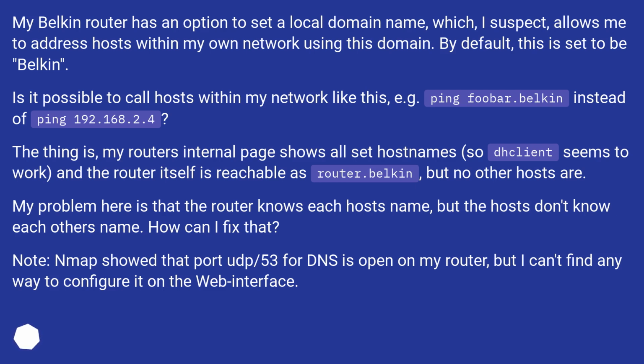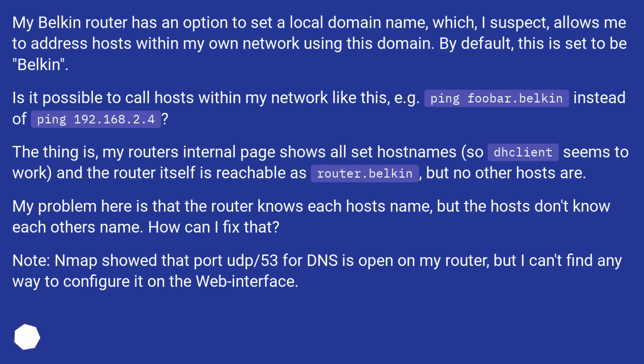For example, ping foobar.belkin, instead of ping 192.168.2.4? The thing is, my router's internal page shows all set host names, so a client seems to work, and the router itself is reachable as router.belkin, but no other hosts are. My problem here is that the router knows each host name, but the hosts don't know each other's name. How can I fix that?